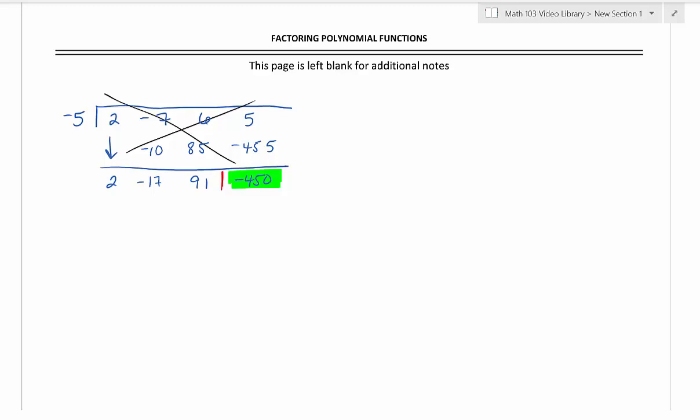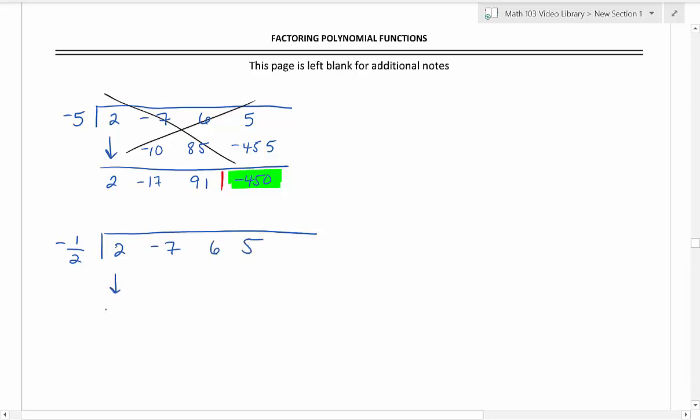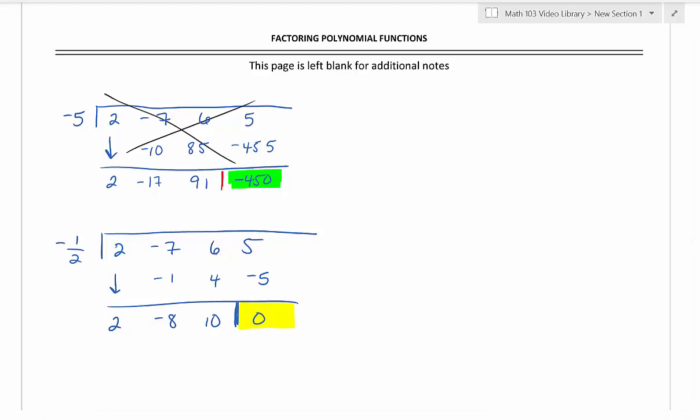So let's take a number from our list that's larger than negative 5, but still negative. Let's try negative 1/2. Synthetically dividing. All right, we get a remainder of 0. This tells us that negative 1/2 is a 0, and that 0 gives us a factor. So we continue to factor p of x. Our first two factors were x minus 1 and x plus 2. Now this 0 of negative 1/2 gives us a factor of x plus 1/2.